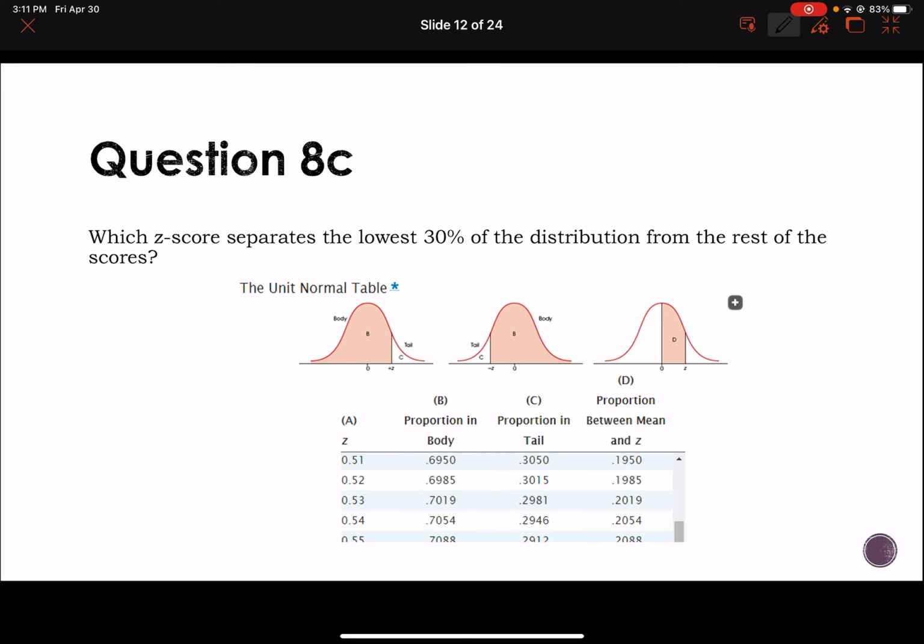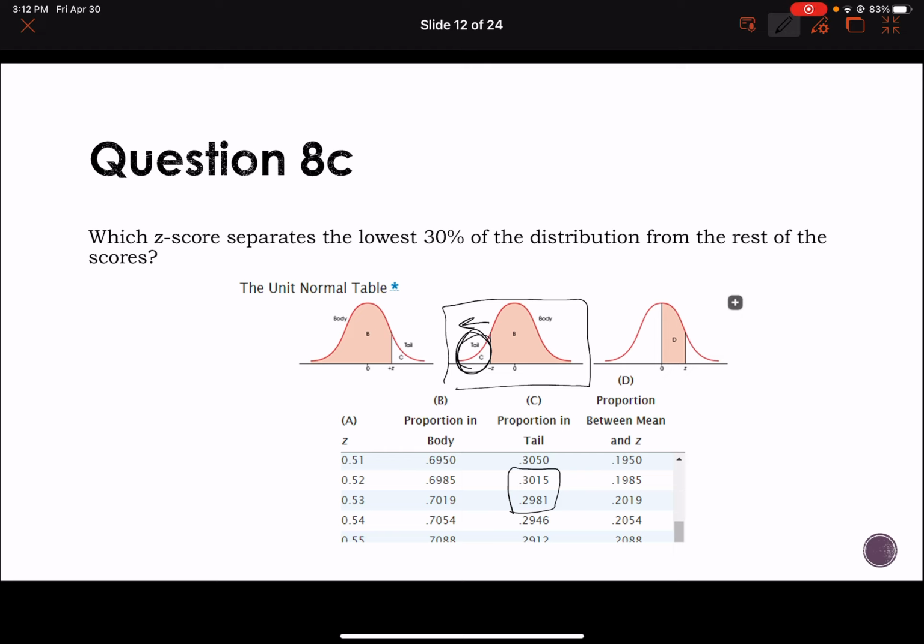Okay, so which score represents the lowest 30%? So the lowest 30% on this. Again, we're looking at below the mean because we're looking at smaller than 30%. So we're going to use this guy right here, and we're going to look in the C column because we're looking for lower. So we're going to look here, and looks like it's going to be one of these two.